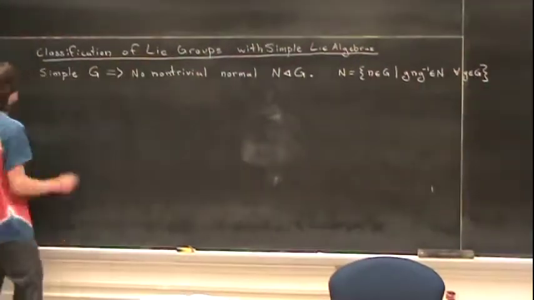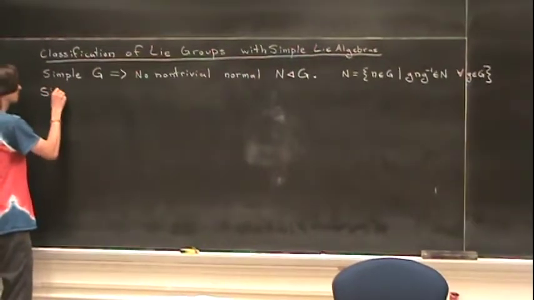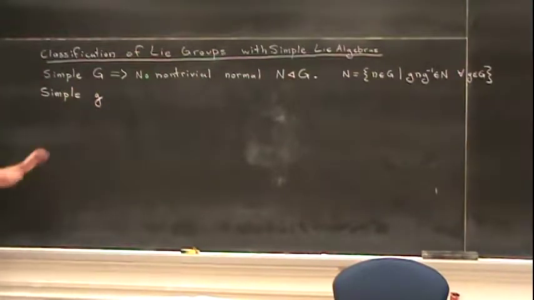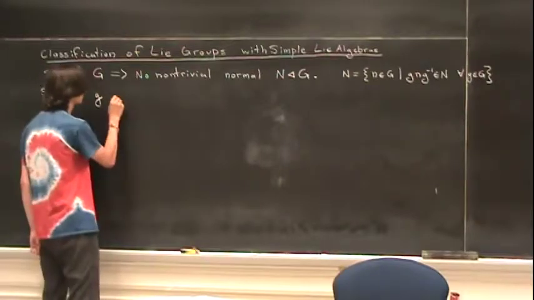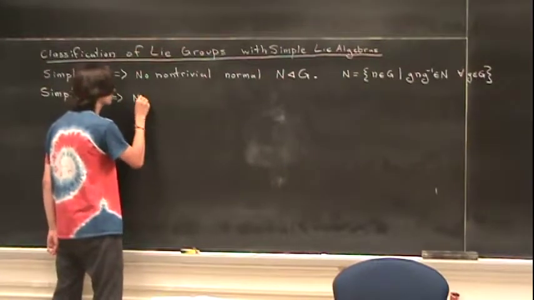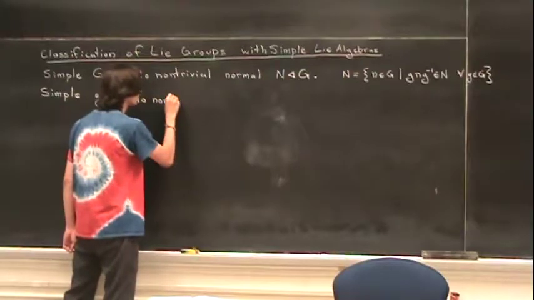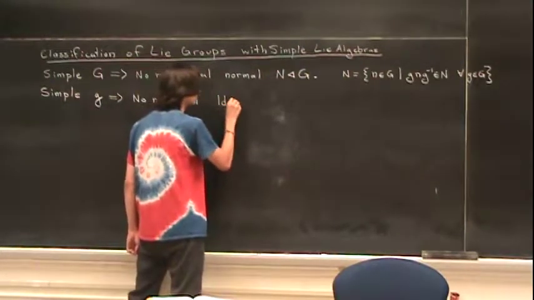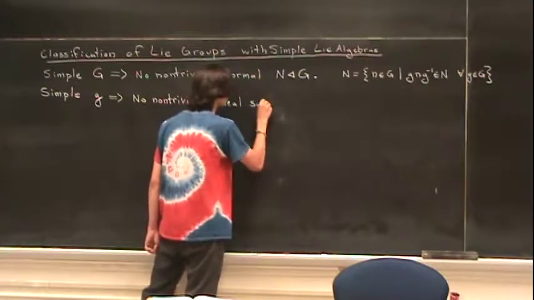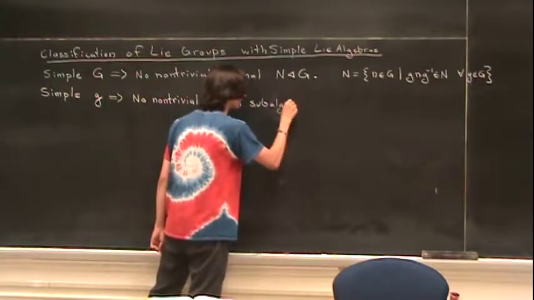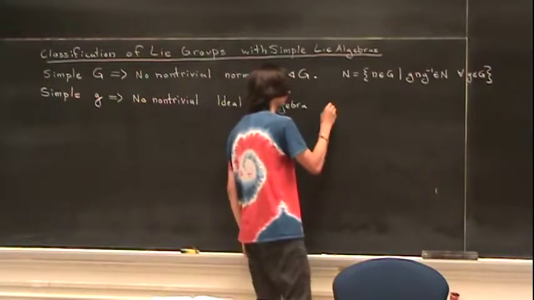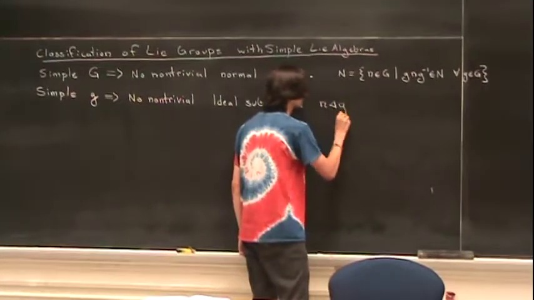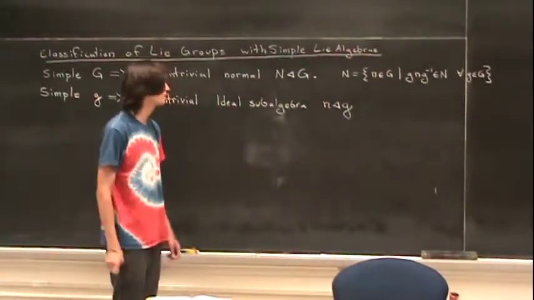Right? And what does it mean to be a simple Lie algebra, small curly g? Well, this means that there is no non-trivial ideal subalgebra. We denote the subalgebra as little n and use the same symbol. Right? What does this mean?